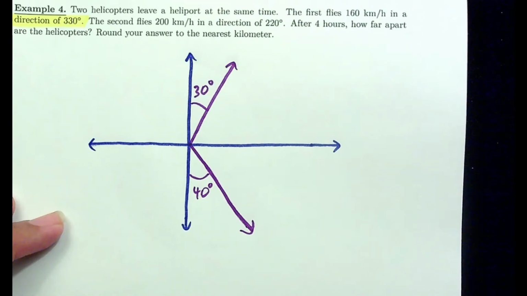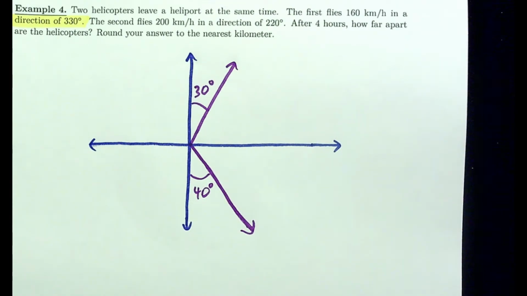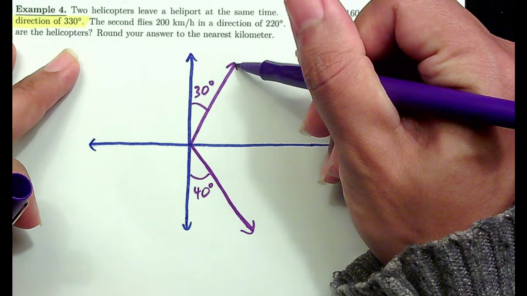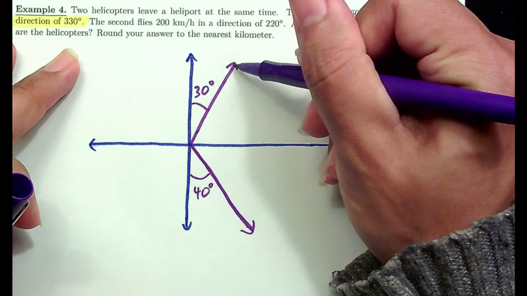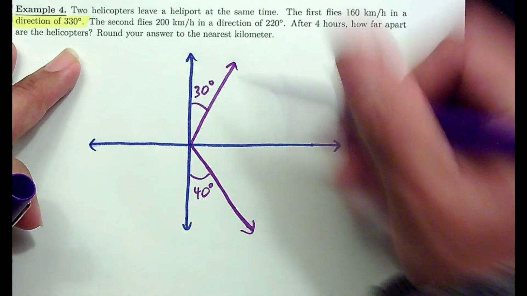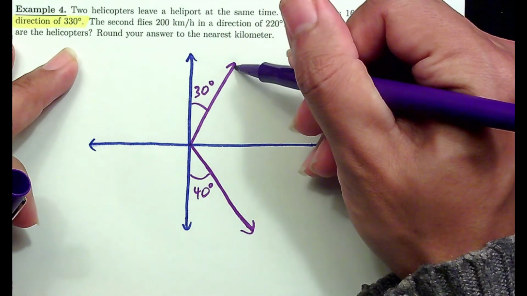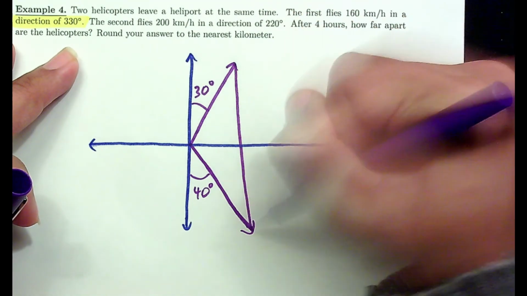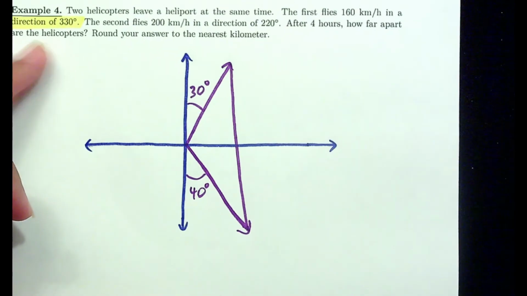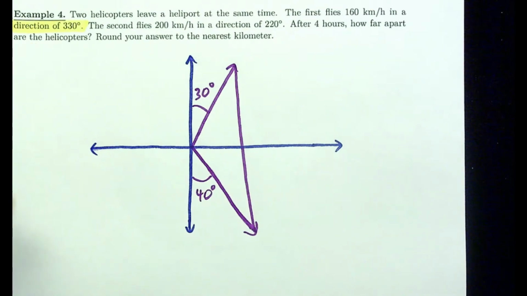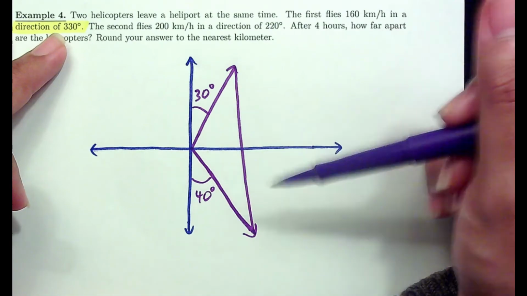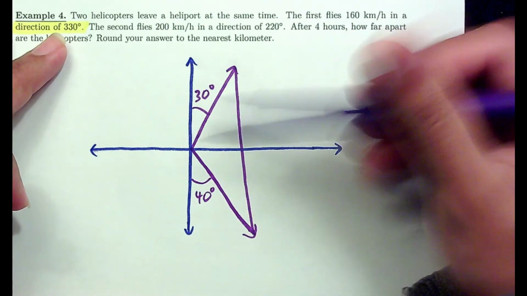Okay, the question is, how far apart are these two helicopters? So after 4 hours, the first helicopter is here, and after 4 hours, the second helicopter is here. Then what is that distance? In other words, if we connect these 2 points, what is that distance right there? Okay, we're going to complete this triangle because there's so much information missing.